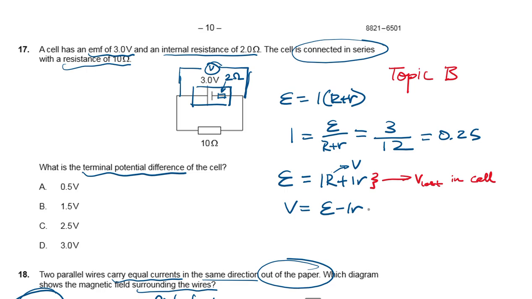Hope this makes sense. And so what we get is EMF is 3 minus 0.25 times our internal resistance, that is 2. And so we get 0.5 here, so that is 2.5 volts. So our answer is C.